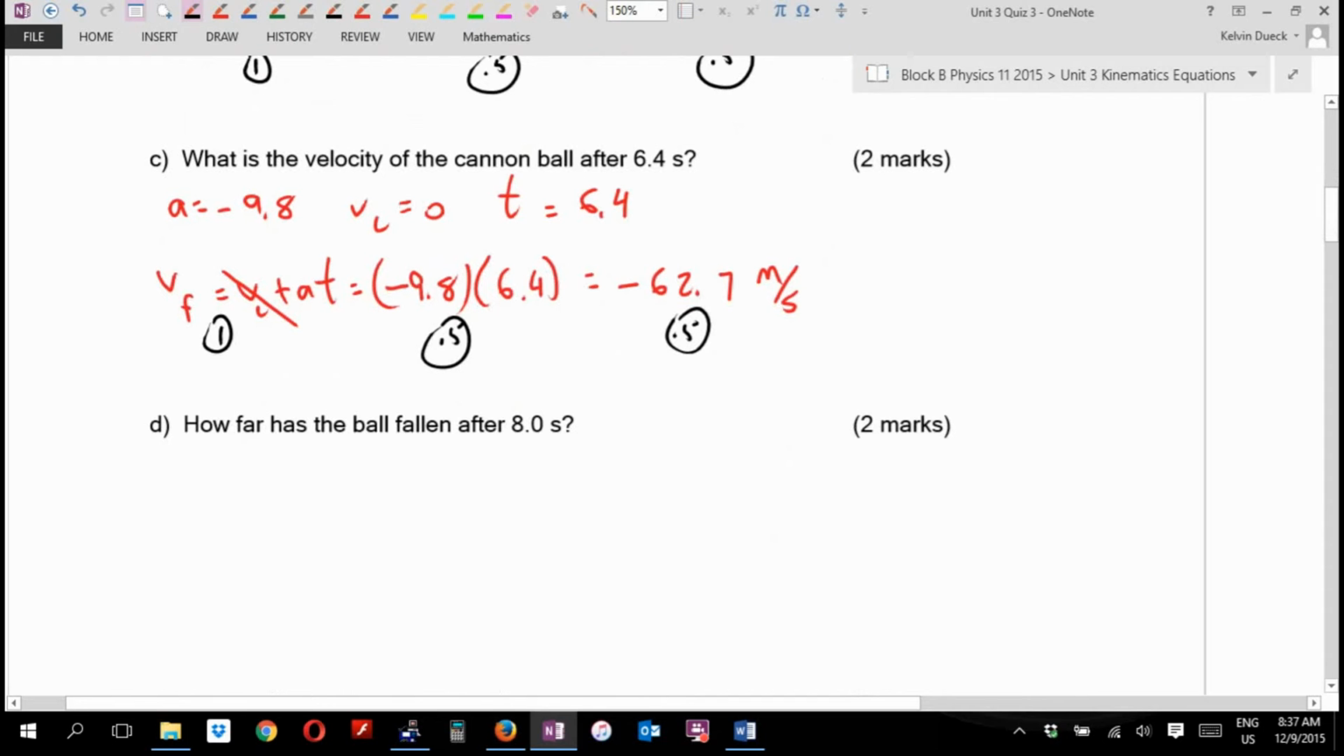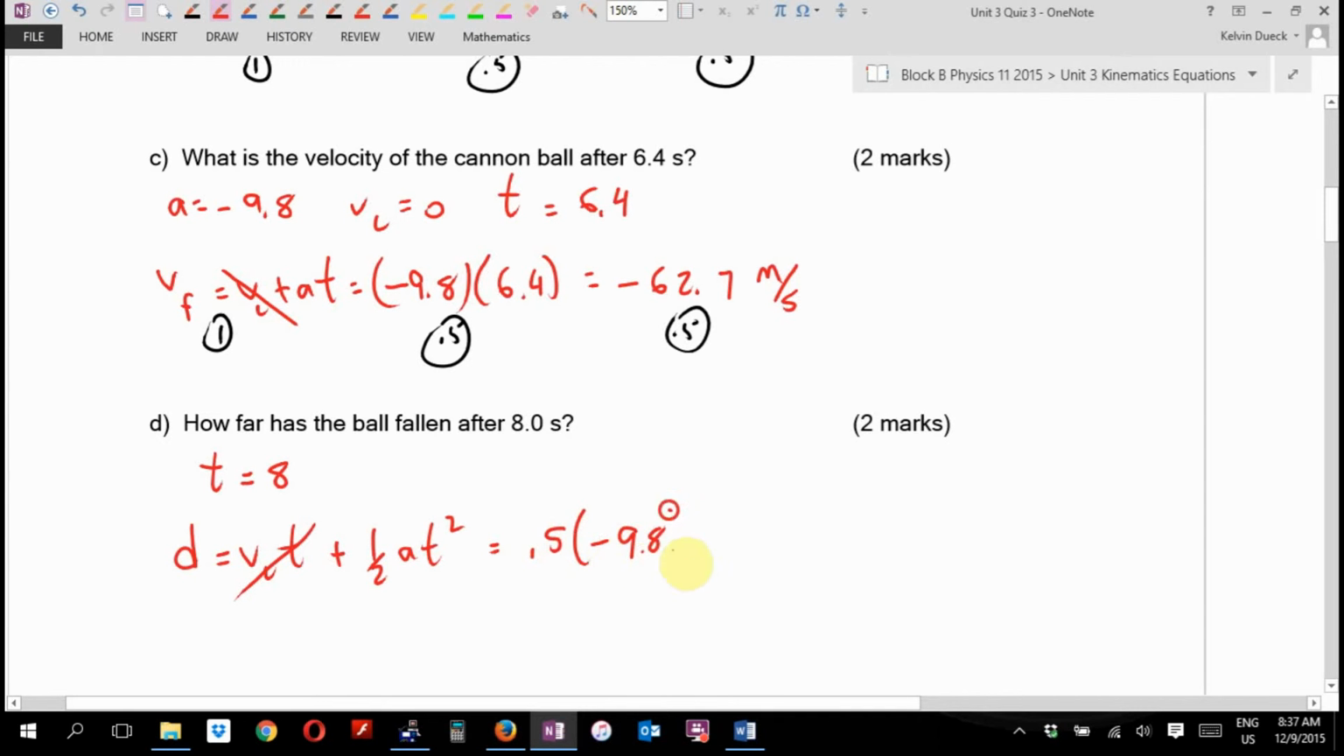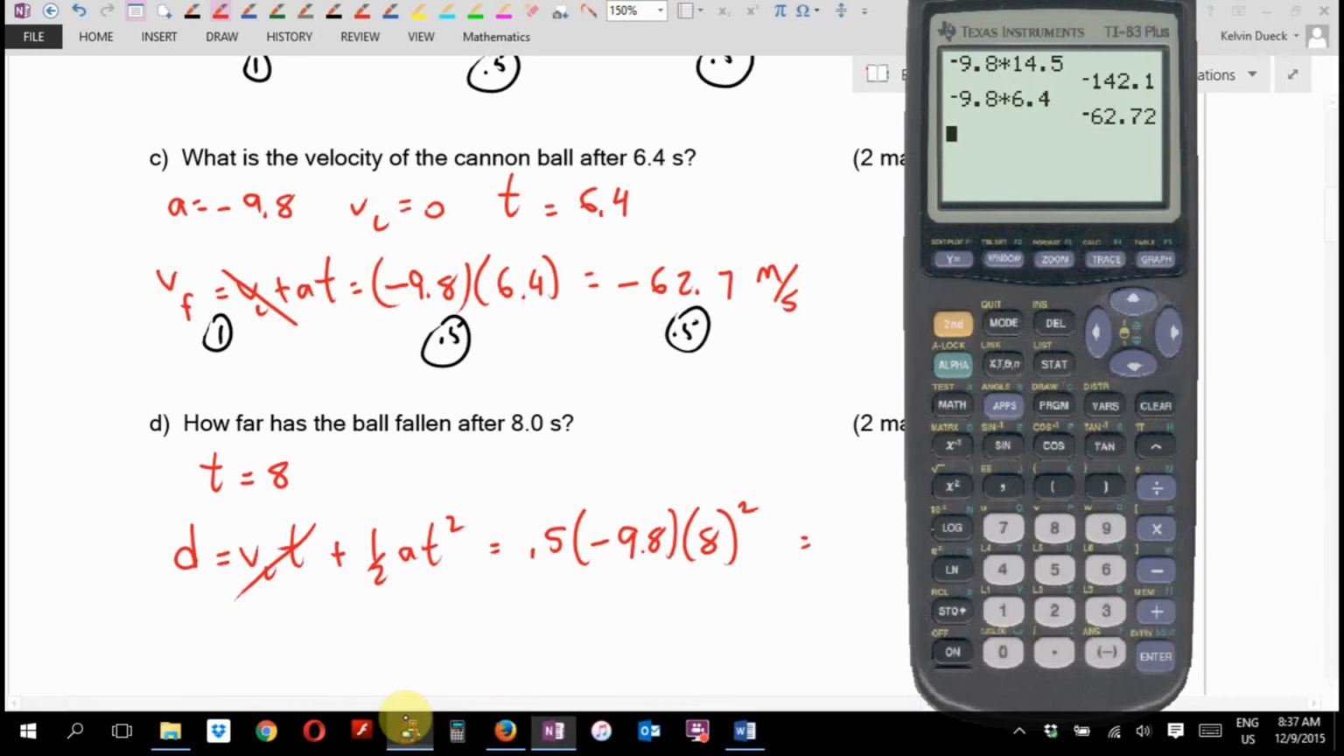How far has the ball fallen after 8 seconds? So now the time is going to be 8 seconds. They want a distance, a displacement. I can use D equals VIT plus a half AT squared. I think I can go 0.5 times negative 9.8 times 8 squared.